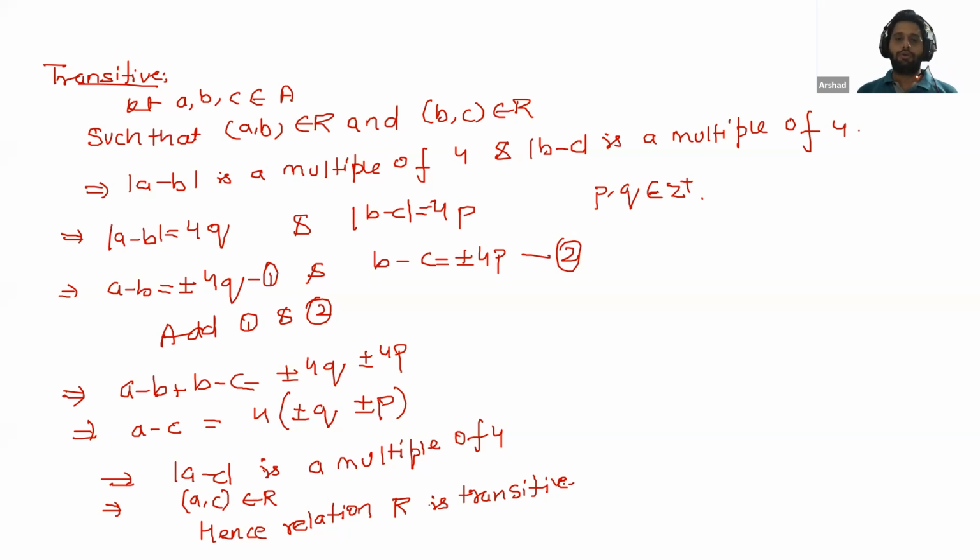Okay, so we have proved here that the relation R is transitive. So please note down this. Then we will check the next part, which is important, that is the equivalence class.